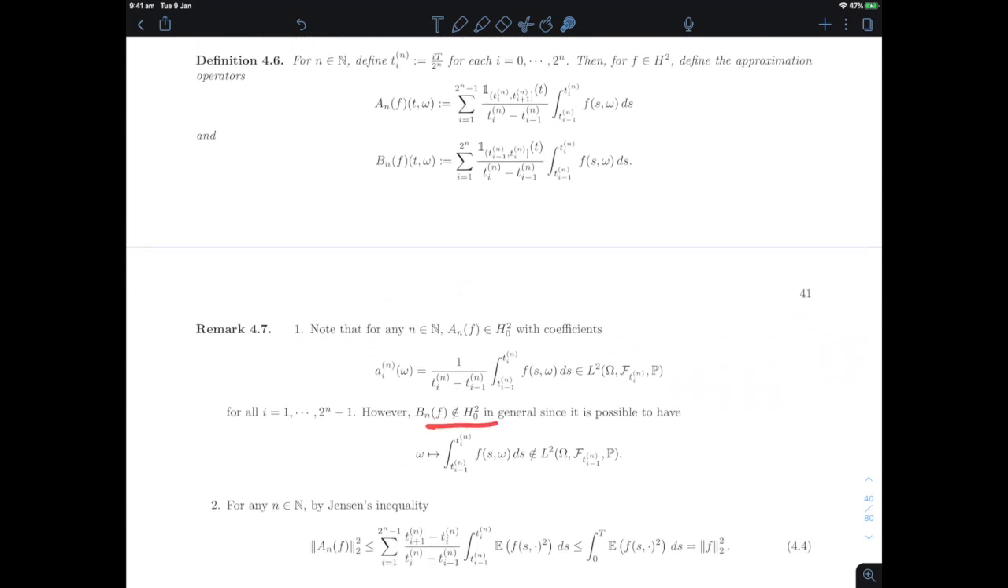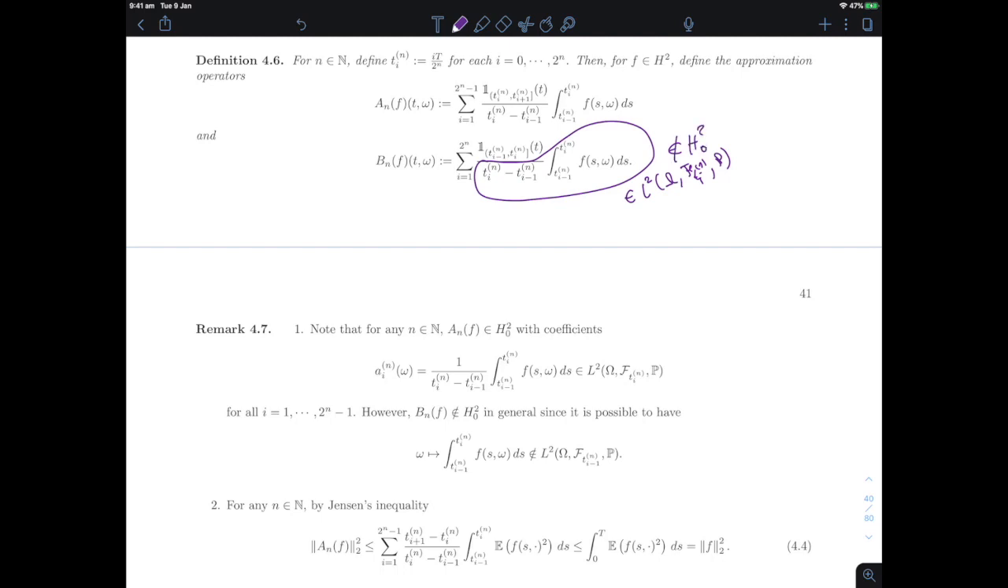It's expressed here that Bn of f, if you approximate it that way, you may not end up in L2(Ω, F_ti). These averages here, which are your coefficients, in order to be in H2 naught, you need to be adapted, so you will need these things to be F_ti measurable. But they're not F_ti-1 measurable, they're purely F_ti measurable, and that's the problem. That's exactly why this is not in H2 naught, generally speaking.